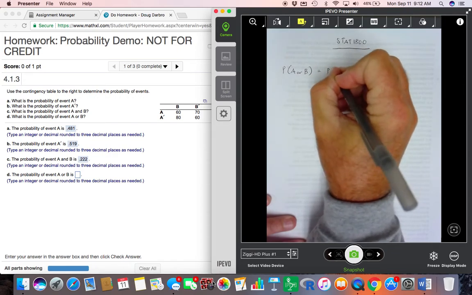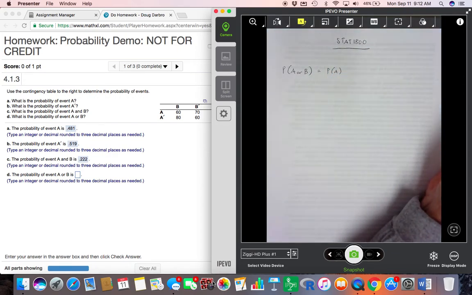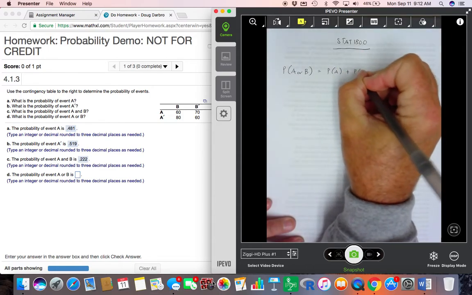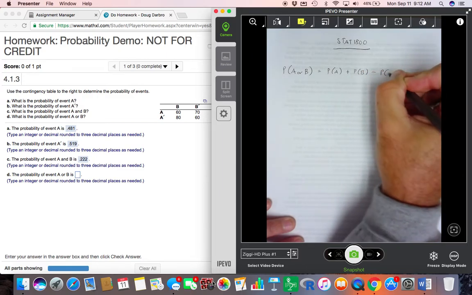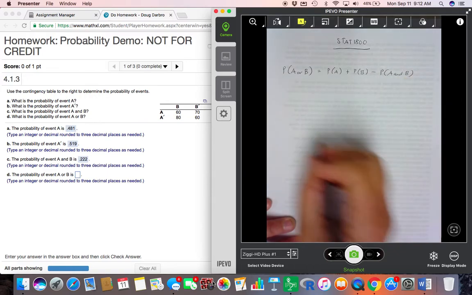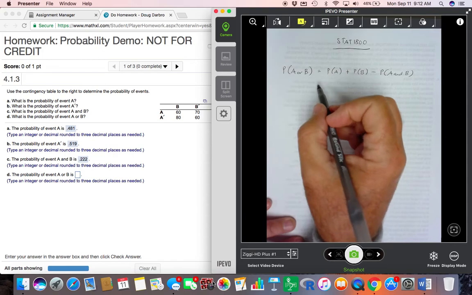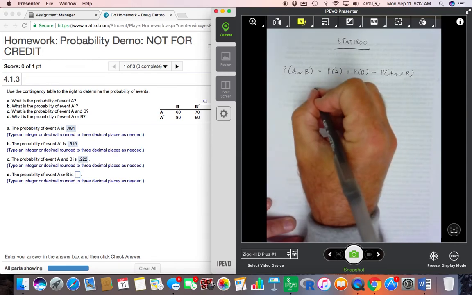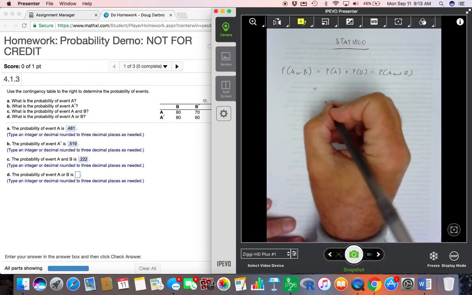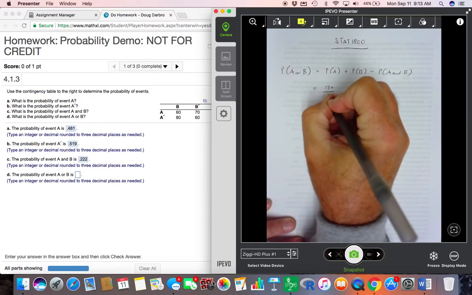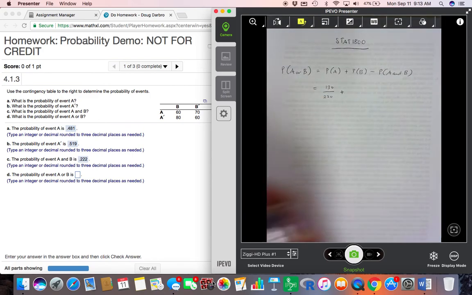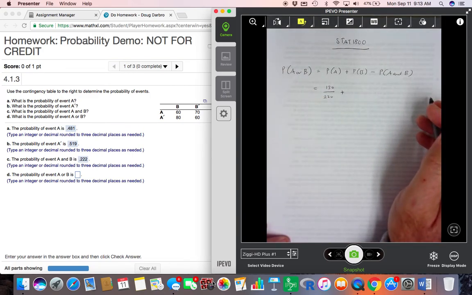Guess what, there's a formula that allows us to calculate this. It's the probability of A plus the probability of B minus the probability of A and B. So in this case, we want the probability of A or B. The probability of A would be the number of ways we can get A, which would be 130 out of 220, and that's just found by summing up the row across A.